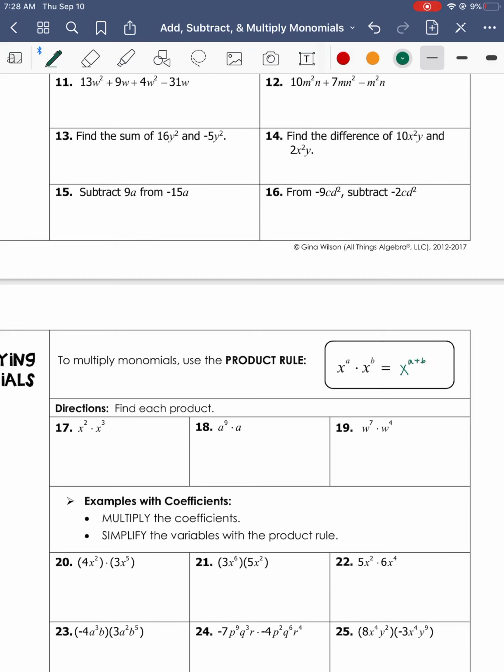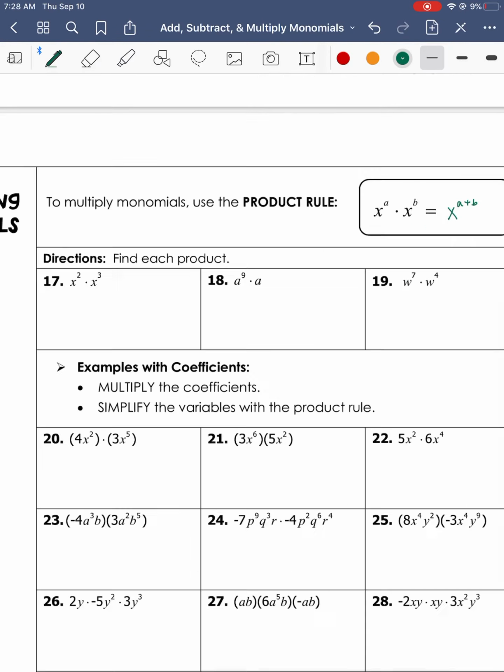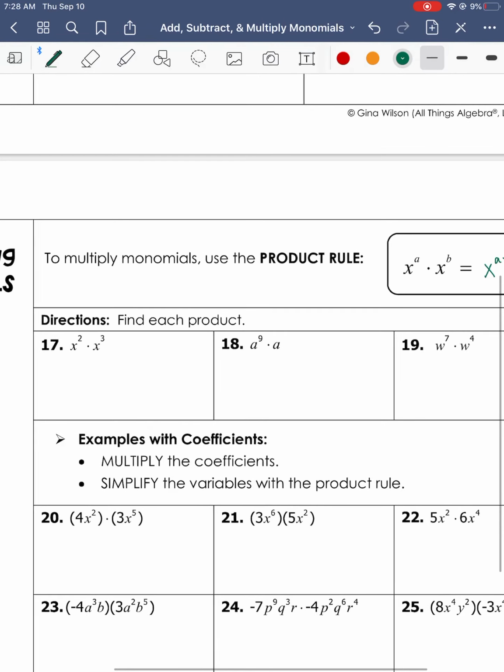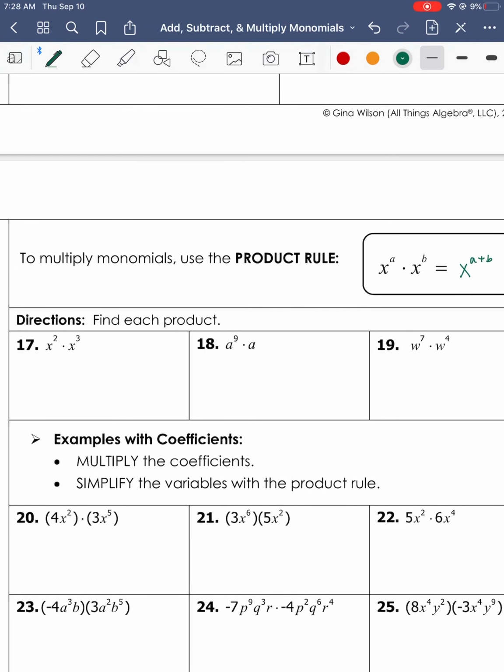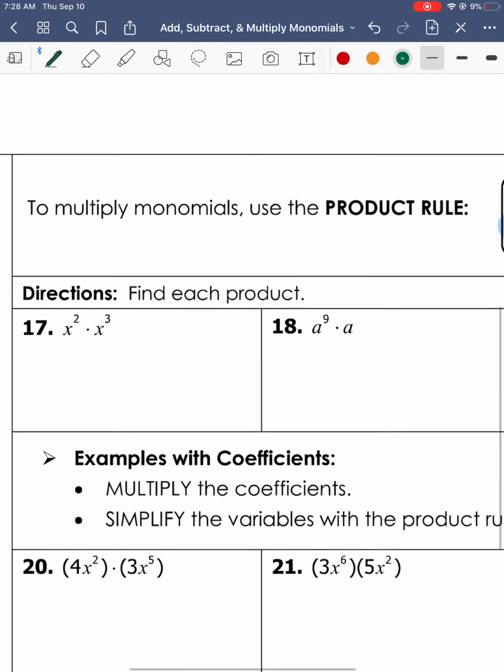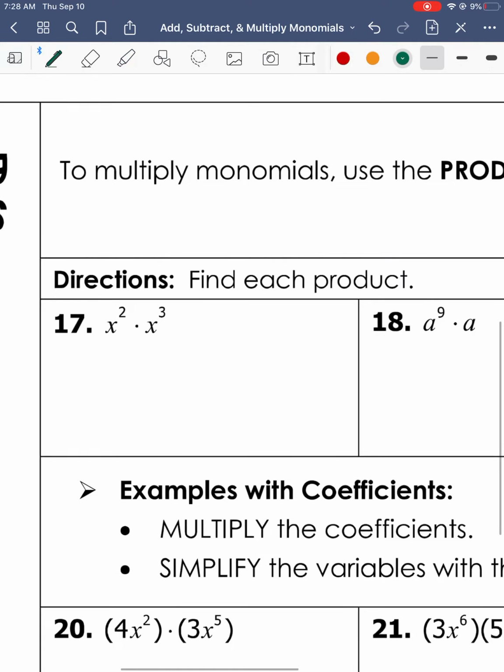We'll also do some examples in the foldable. It might lay it out a little bit better for you. So let's take a look at number 17. We have the same type of deal going here as this x to the a times x to the b. We have x squared times x cubed. Same base, they both have the same variable, and they're being multiplied together. This only applies if there's a multiplication here.